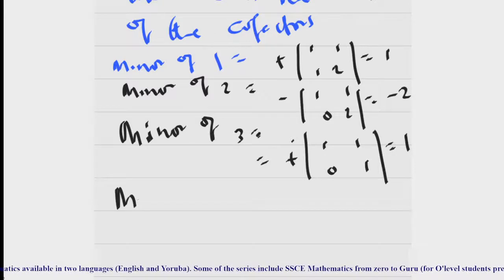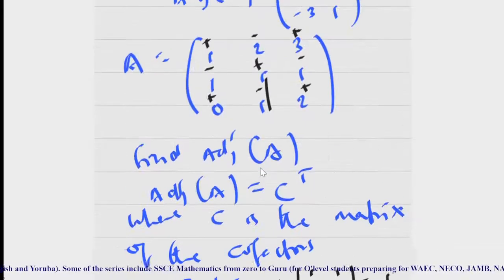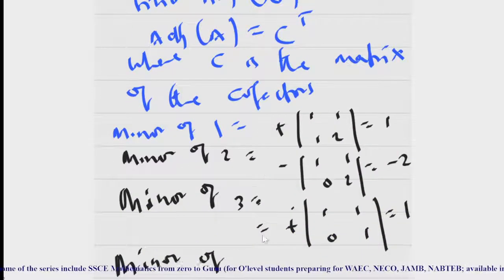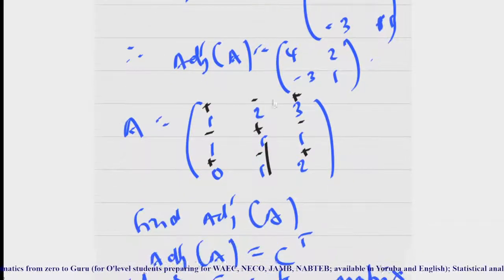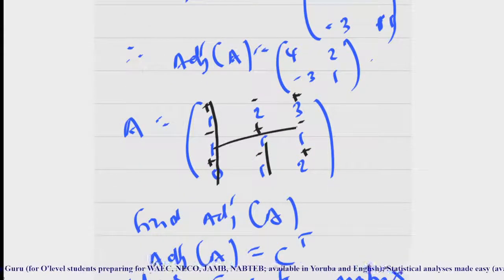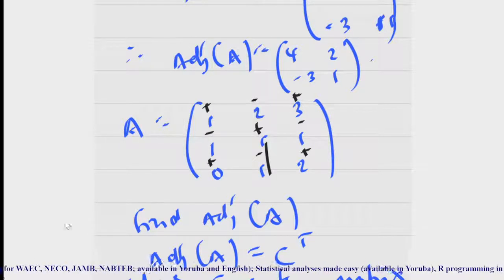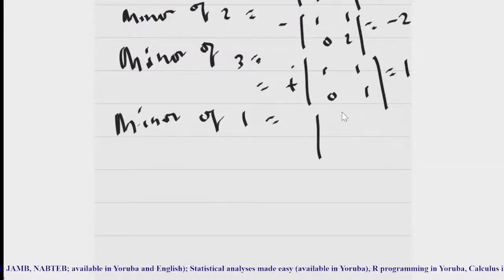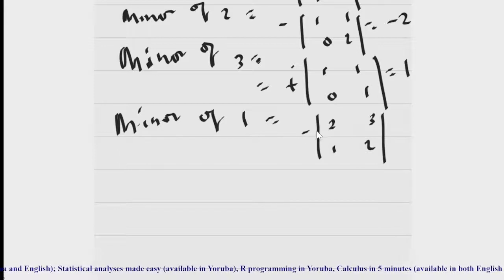You find the minor of the next column. What is the next column? I think it is 1. Let us find the minor. You clear the row as well as the column. Then you have 2, 3, 1, 2. And don't forget you have negative here as the sign. So 2 times 2 is 4, 4 minus 3, that is 1. Minus times 1 is also minus 1.